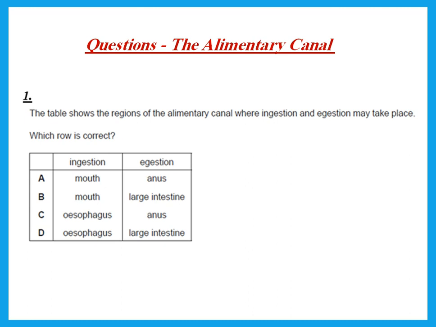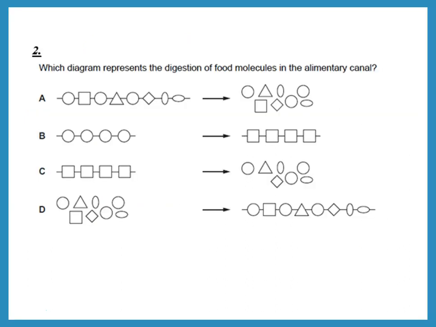Okay, let's take a look at some questions on the alimentary canal. The table shows the regions of the alimentary canal where ingestion and egestion may take place. Which row is correct? We said, what is ingestion? Remember, we said that ingestion is when we put the food into our mouth. So ingestion happens in the mouth. What about egestion? We said egestion is removal of the undigested food from the body through the anus. So A is our correct answer.